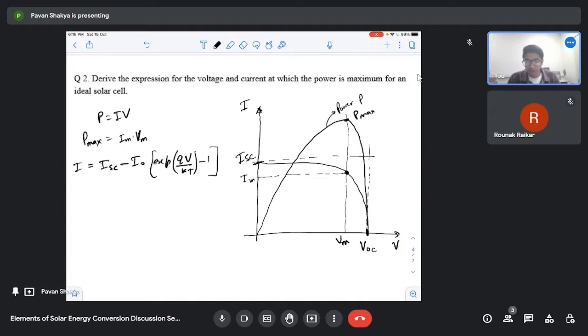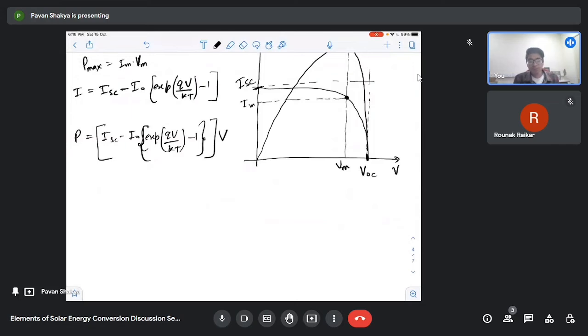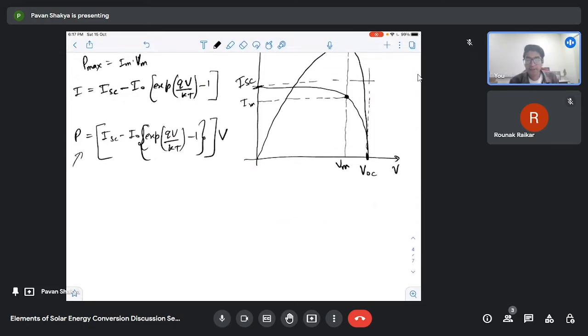Okay, so now here if we put the value of this I in the power formula, then we can find that this P is equal to ISC minus I naught exponential of QV divided by KT minus 1, and this term will be multiplied by the voltage, that is V. Okay, so now from the formula of this power we can see that we have written the power in terms of only voltage, where this I naught and ISC are fixed and are properties of the particular junction.